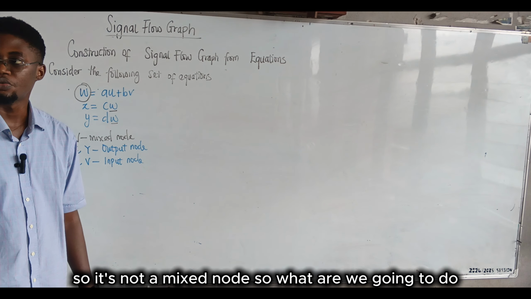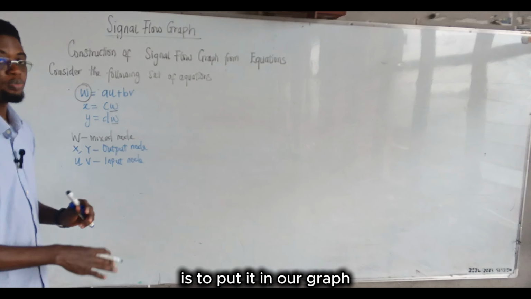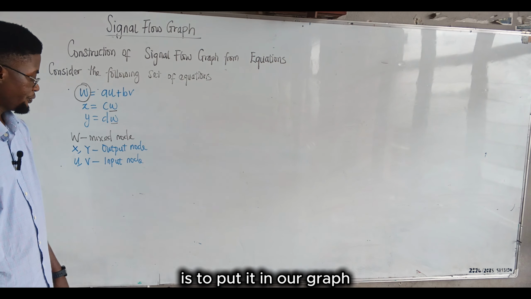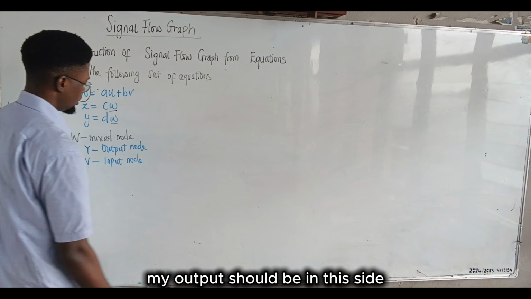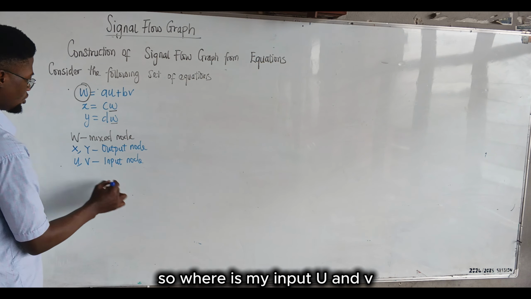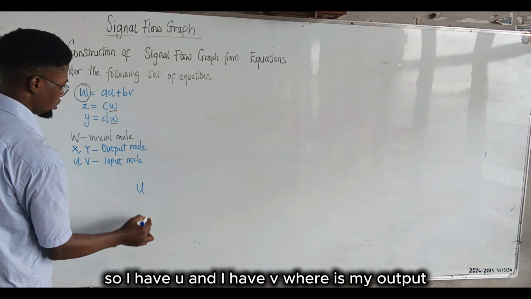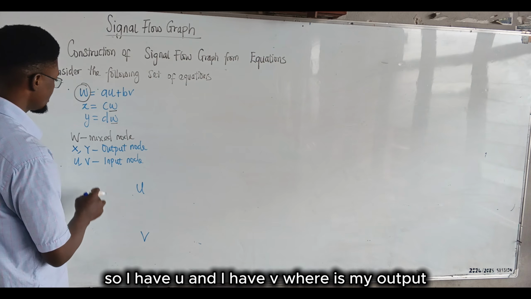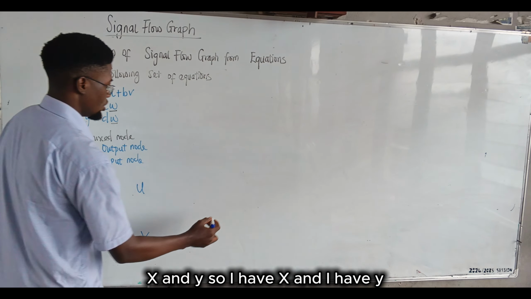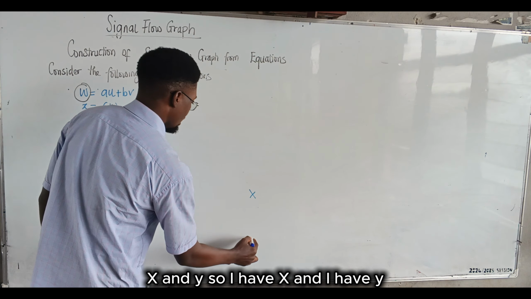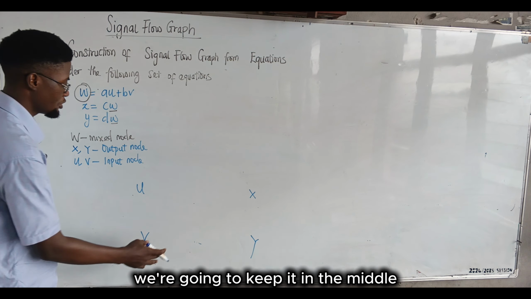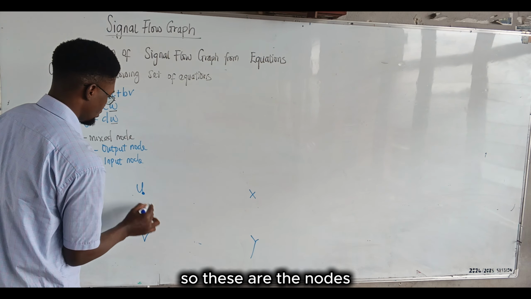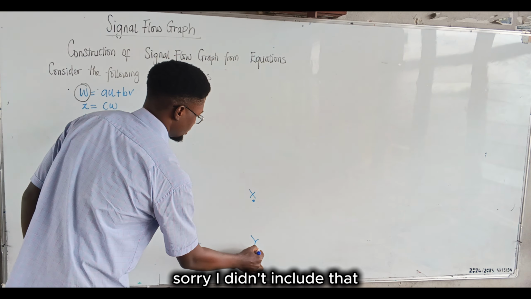So what are we going to do? What we are going to do now is to put it in our graph. So my inputs will be on this side, my outputs will be on this side. Where are my inputs? U and V. So I have U and I have V. Where are my outputs? X and Y. So I have X and I have Y. Now I have a mixed node. From the word mixed, we're going to keep it in the middle. So these are the nodes.